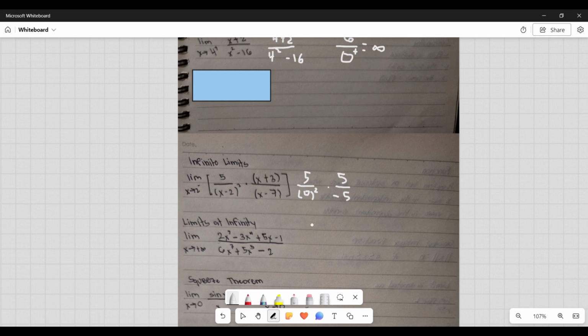So this would be a negative, and negative times negative is going to be positive, so that equals positive over positive times positive 5 over negative 5. So what we can see is positive times negative leads to negative infinity. And that's the limit.